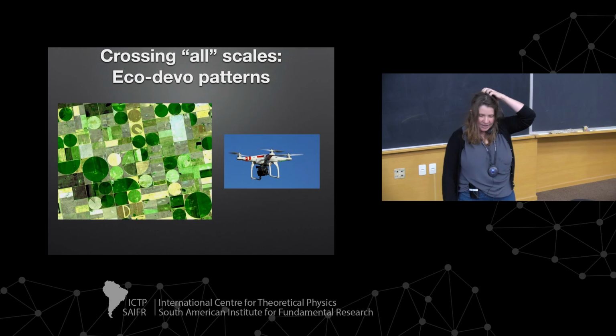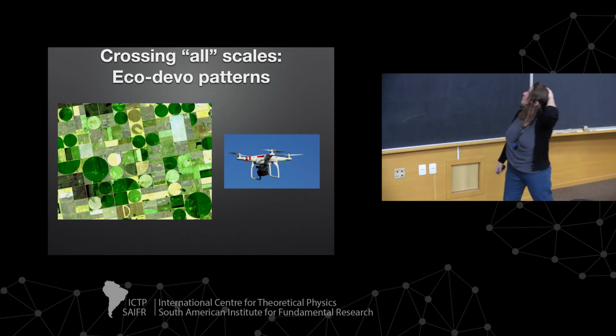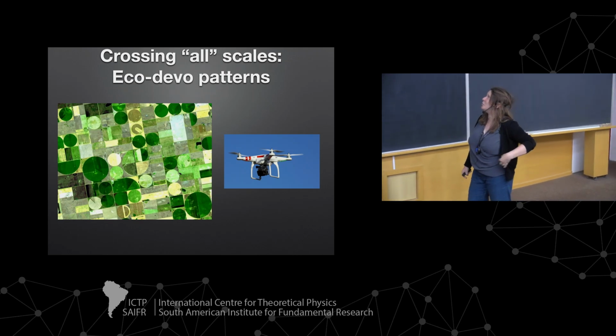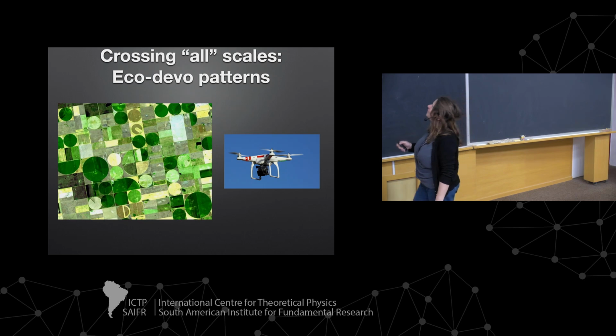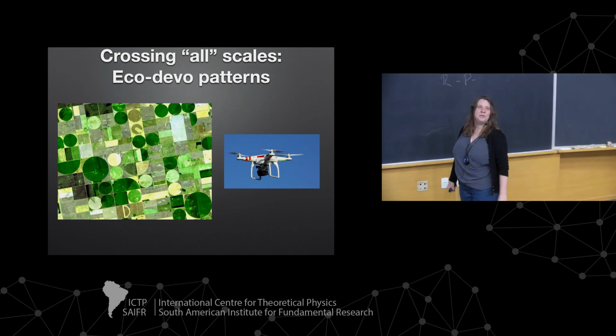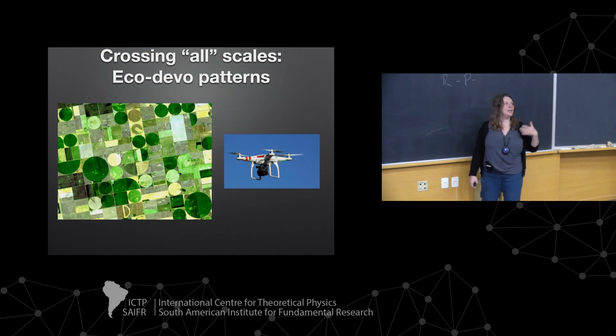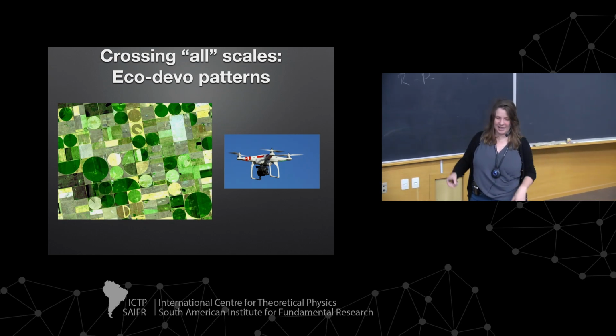Okay. So I want to give you another example where we cross all scales. This will be the last thing about ecology I'm going to talk about, and we call it eco-evo-devo, because it has ecology, development, and a bit of evolution. And you're going to be like, how the hell is this?